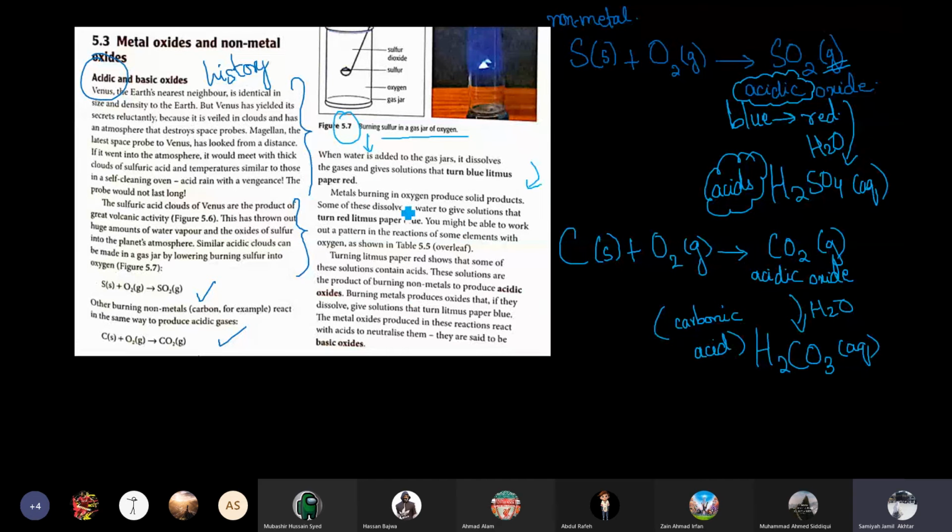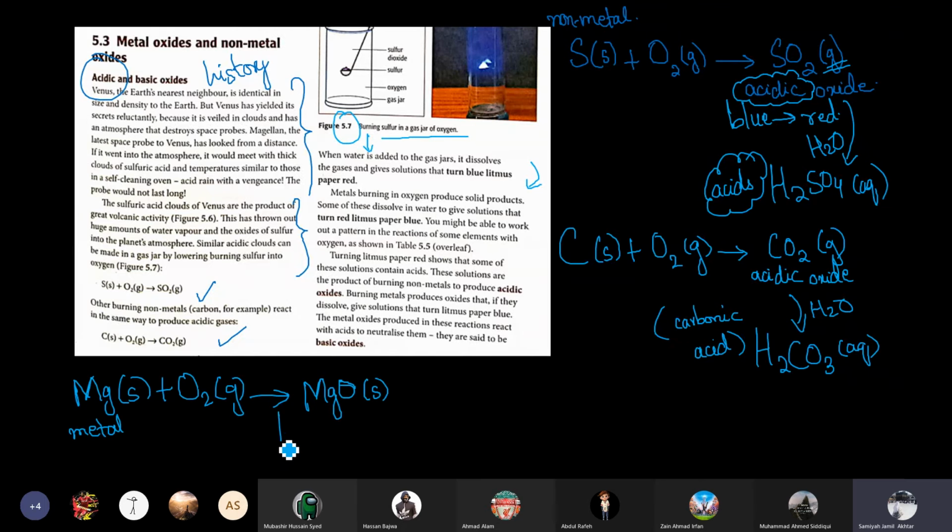Although no example is given here, let's take one example of magnesium. Magnesium is a metal and it's solid. When it reacts with oxygen, it forms magnesium oxide. Magnesium oxide is also a solid. So metal oxides are solids. Like non-metal oxides are gases, metal oxides are solids, and they are basic oxides. They are also known as simple bases, solid bases.